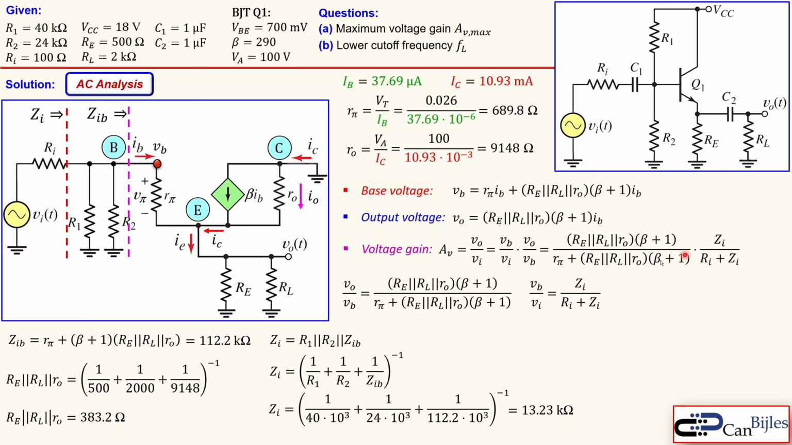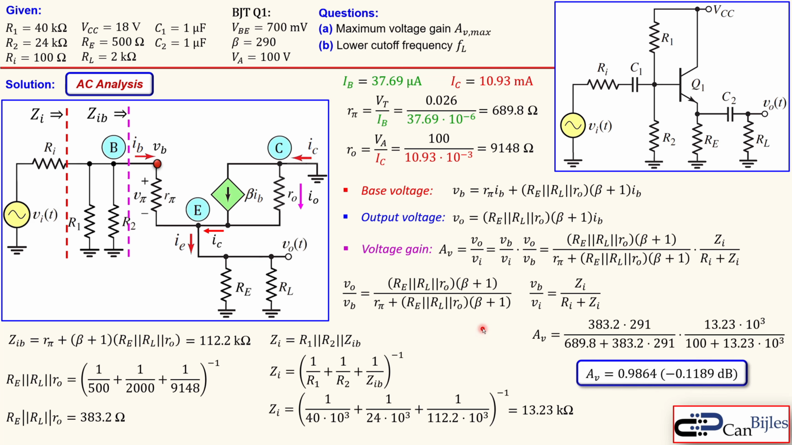So that's the first part we actually had, and this is now Zi over Ri plus Zi. That's this Zi and the Ri from this example. So taking now all the values we have determined also from this example, we can now calculate what the voltage gain must be. That will be then 0.9864, which is an attenuation. It is almost 1, but still not a gain. And that will result in the dBs as minus 0.1189 dBs.